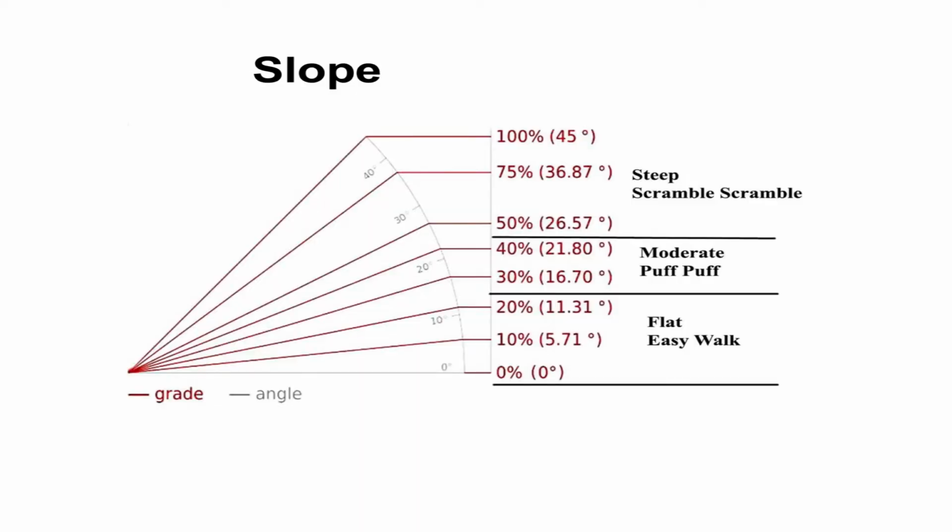Slopes, steep slope. 45% is 100%. If you've ever been on a roof, 12 and 12 pitch, that's 100% slope. If you can walk on it easily, even up to a 20% slope, it's easy to walk.